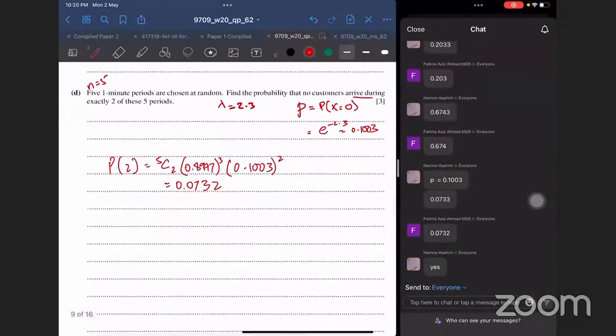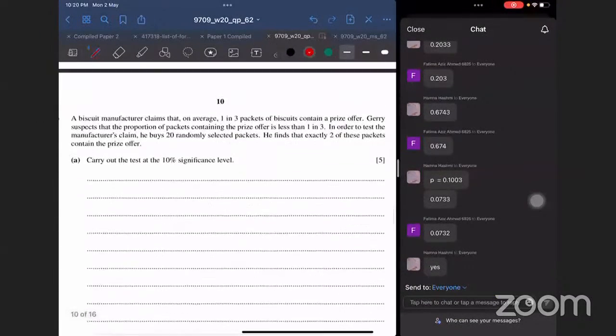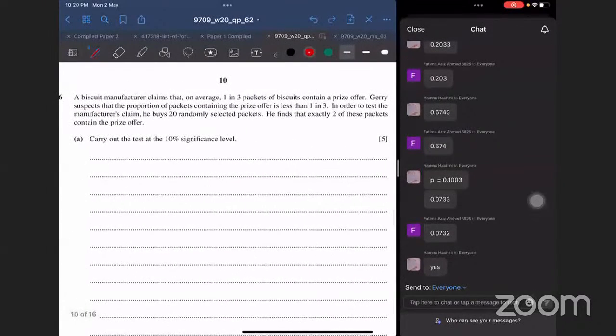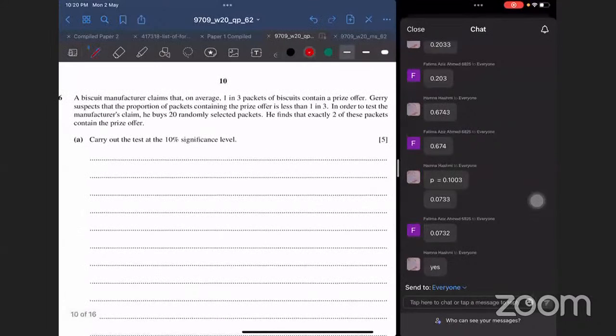Okay. So you have to be flexible about distributions. ये change होती रहती हैं. Then it says a biscuit manufacturer claims that on average 1 in 3 of the packets contains the price offered. Jerry suspects that the proportion of packets containing the price is less than 1/3.